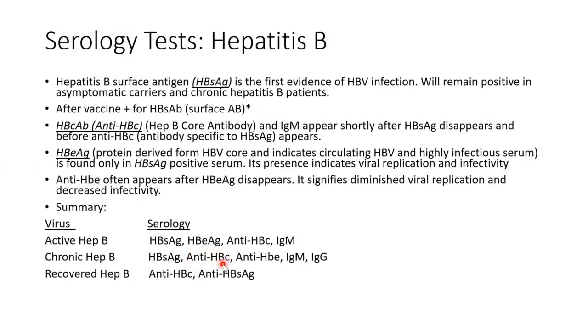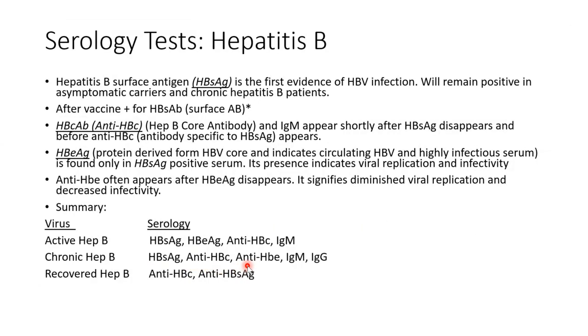This lasts for a long time. So if somebody has a core antibody that is high, it's indicative that they have a chronic infection or a previous infection. And I'll show you a chart and you can see that just lasts for a really long time.